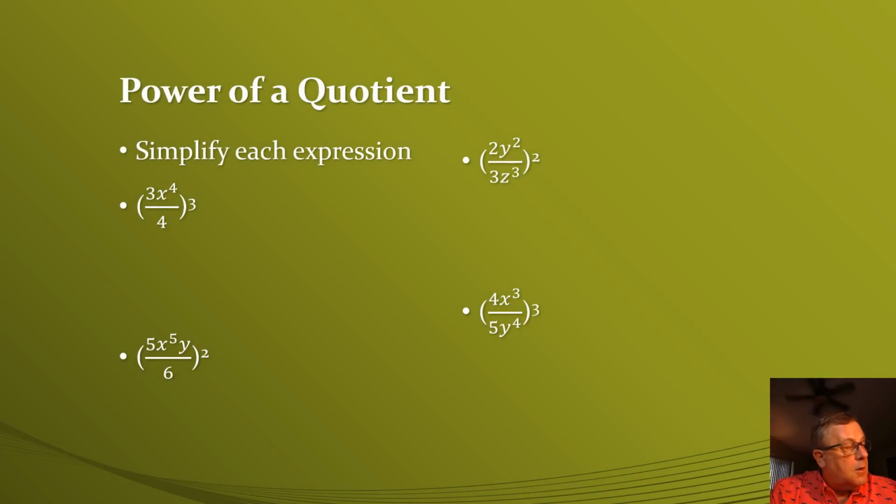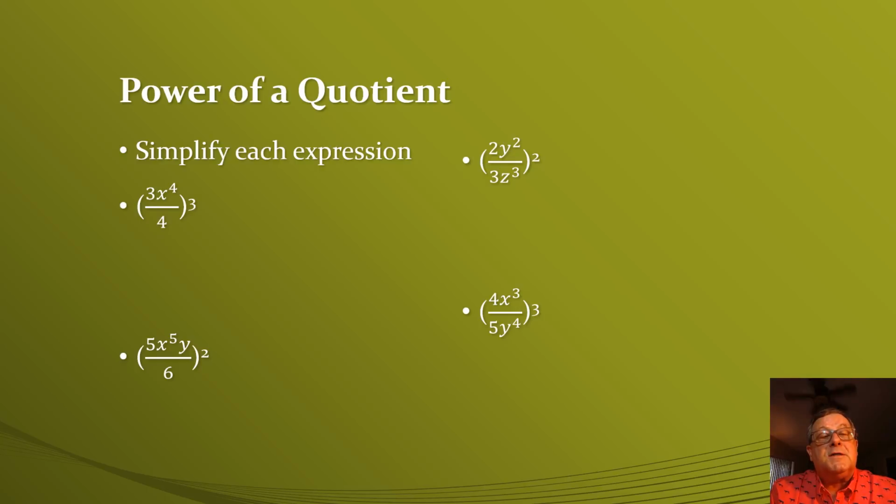We're into the quotient properties of exponents. And when we apply the power of a quotient, in other words, we've got a rational expression and we're raising that entire expression to a certain power, we consider the numerator and the denominator separately. Another way to say it is we have to find both the power of the numerator and the power of the denominator. So we've got about 4 examples that we're going to look at here.